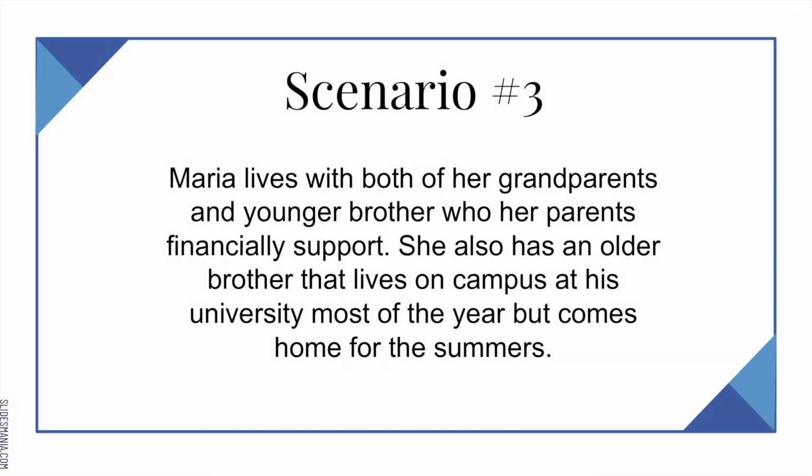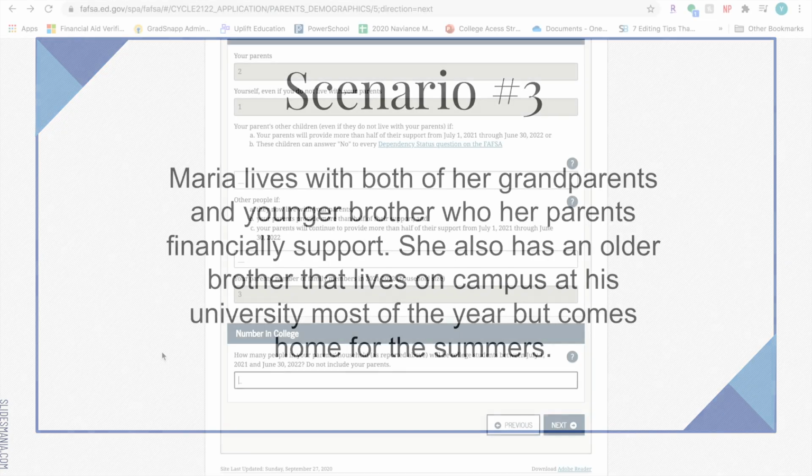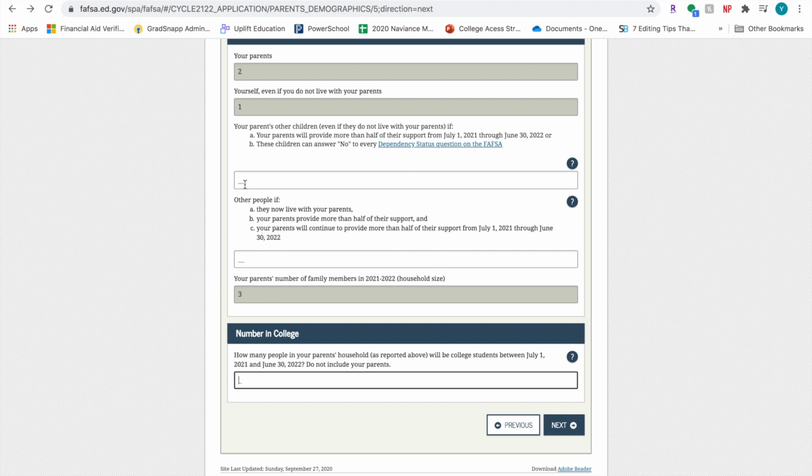And so now we will go to the 3rd scenario. Maria lives with both of her grandparents and her younger brother, who her parents financially support. She also has an older brother that lives on campus at his university most of the year, but comes home for the summers. So we're going to go back to the FAFSA, and as we said in the scenario, the family still has 2 dependents, 1 in college, 1 at home, and a set of grandparents. So now you can see that the 7 reflects the household size, and they do have 2 still in college in this scenario.